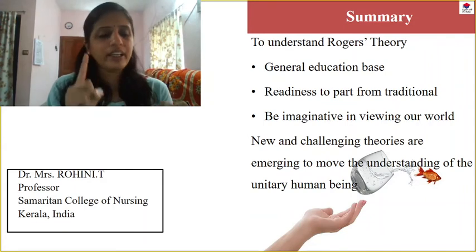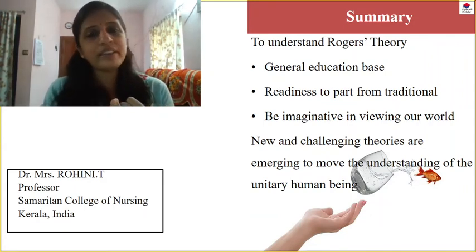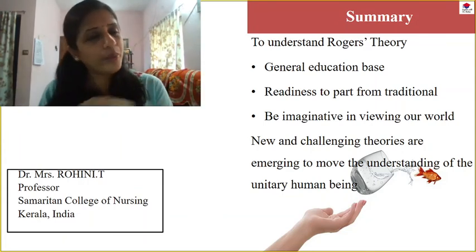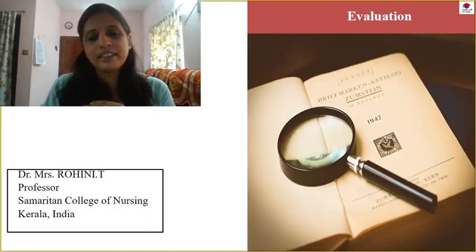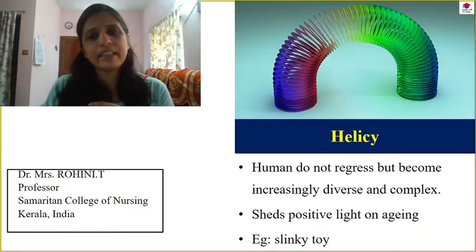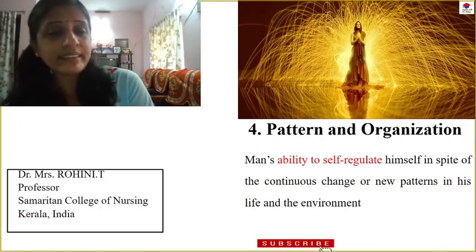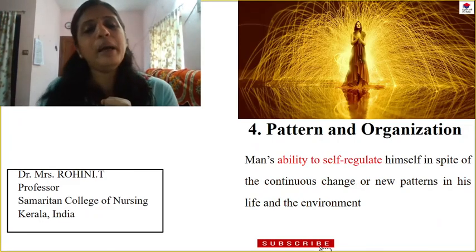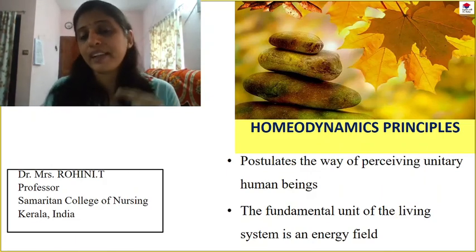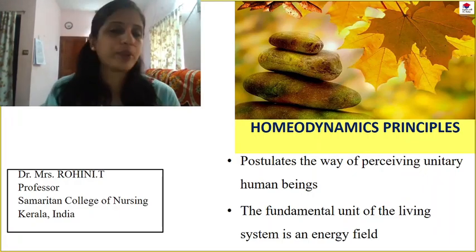assumptions. Okay, human beings are whole, openness is there. Always they move in one direction, that is, it is unidirectional. Okay. Then what else did we discuss about the assumptions? Pattern and organization, sentience and thought. That is, human beings have the capacity to self-regulate themselves, and they have their own ability to think and then feel and then to take a decision.